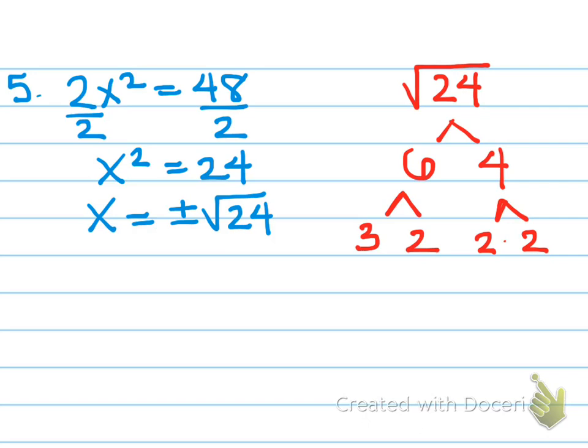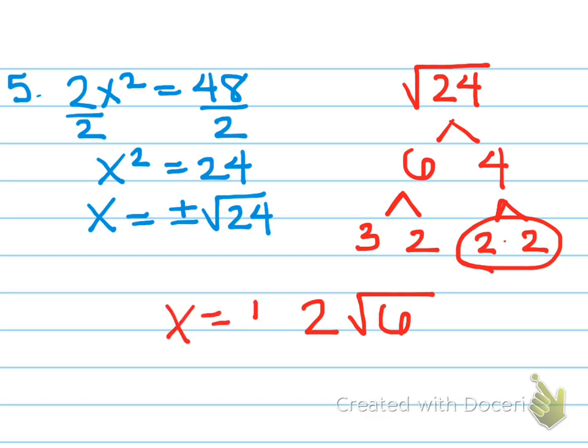So, to leave the party, each number must have a buddy. So 2 and 2 have a buddy, so they can come outside of the square root sign. So we're left with 2 times 3 times 2, which is root 6. So your final answer is x equals plus or minus 2 root 6.